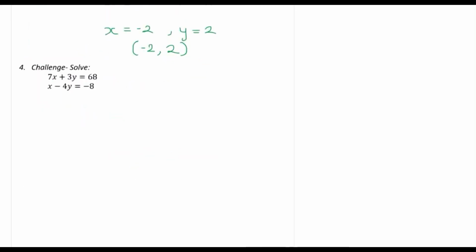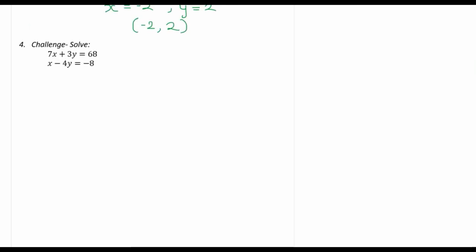And finally here, this challenging question, the same strategy again. In here, we're going to solve for one of the variables. What we see here is that on the second line, line 2, x actually is alone, and it is a positive value, which means that it's easy to solve for x. So in here, what I would suggest you do is solve for x. And once you solve for x, x is going to be equal to -8 plus 4y.